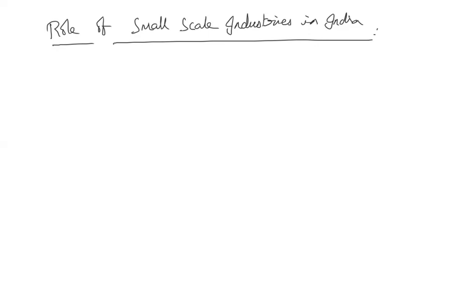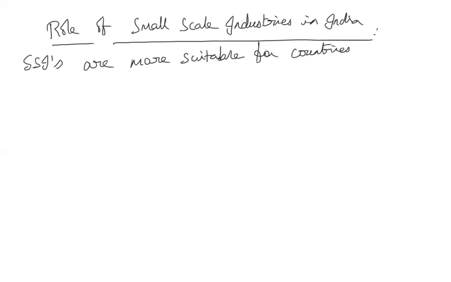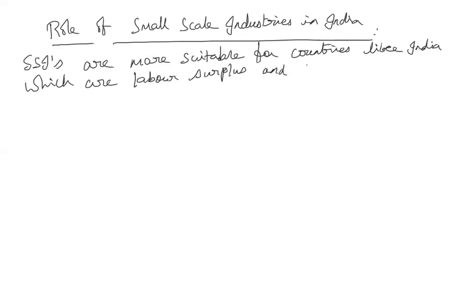Okay. So what is the main feature of countries like India? SSIs are more suitable for countries like India. What is the problem we are having? On the one hand, we have an abundant supply of labor, and on the other hand, we have scarcity of capital. So these are labor surplus and capital scarce countries, for which small scale industries are ideally suited. Okay. So first and foremost, the role of small scale industries.